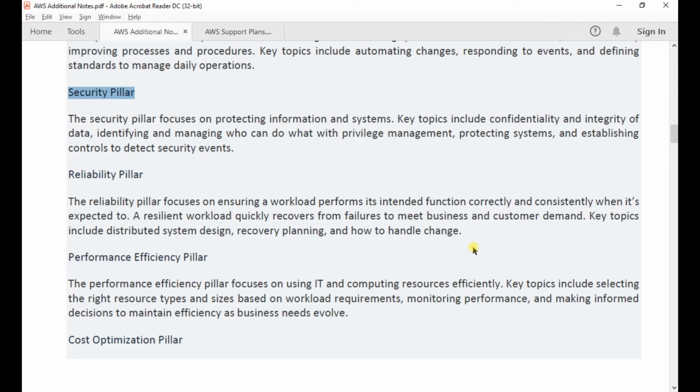If you abscond without notice, then it will be a problem. It is against the security. So, manage who can do what with privilege management, protecting systems, and establishing controls to detect all the security events.